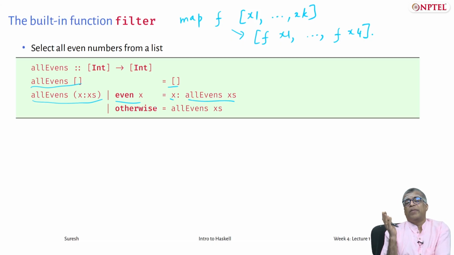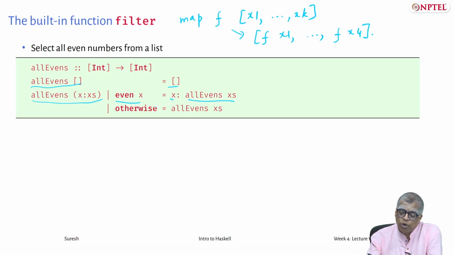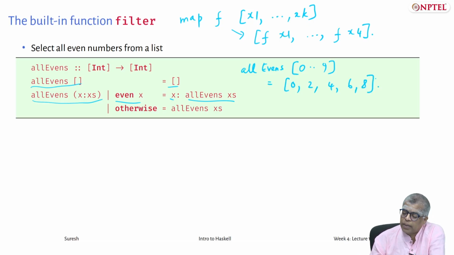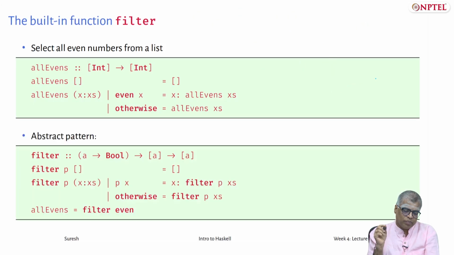So you want to make a decision about whether to keep x in your final list or not. If the predicate even is true on x, you keep x, otherwise you drop x. Okay. So this is the standard pattern. So for instance, all evens of 1 dot dot 10, or 0 dot dot 9 let's say, should produce 0, 2, 4, 6, 8. Okay, you can try to simulate this and figure out the computation.